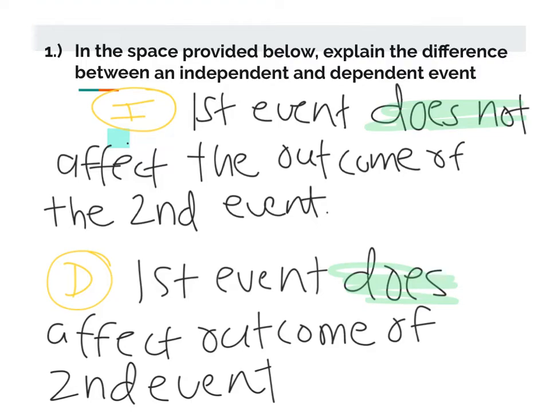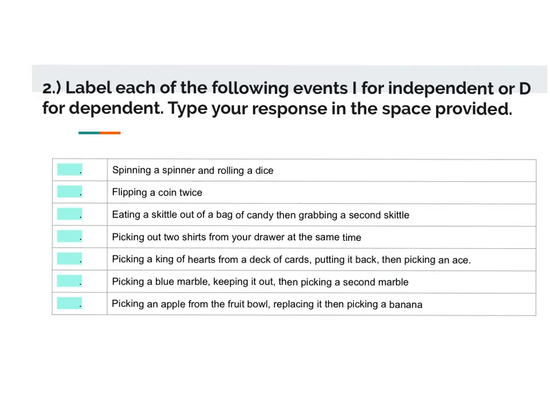So now let's practice that. All right, so here we're labeling the following events: I for independent or D for dependent, and you are to type your response in the space provided. So for the first situation, spinning a spinner and rolling a dice, that would be independent events because spinning a spinner is not going to affect the outcome that you get on your dice. Flipping a coin twice. The first flip, does that affect my second flip? No. So that is also independent.